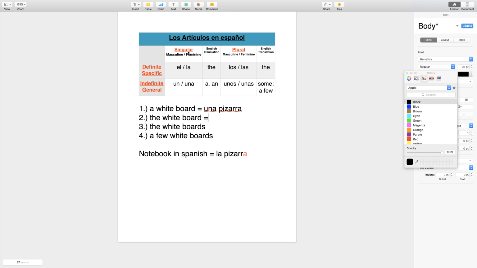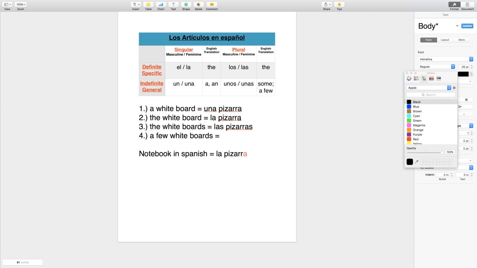For the whiteboard, that's going to be more specific. So we're going to go singular. There's only one. And then we go feminine because it's pizarra. And this is more specific, so it's going to be la pizarra. The whiteboards, we know there's more than one, so we're going to go to the plural side, and it's very specific, so we're going to go to the definite feminine, and there we have las, just like we did with the other one. We add an S to this one, las pizarras, the whiteboards.